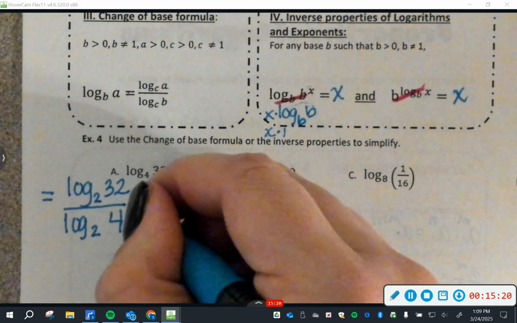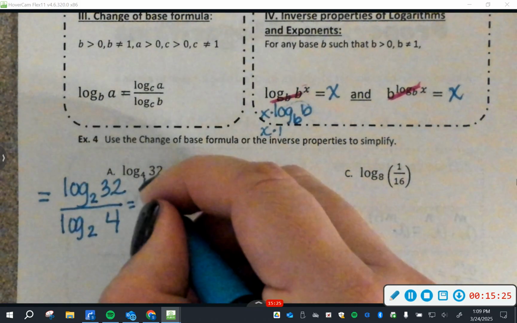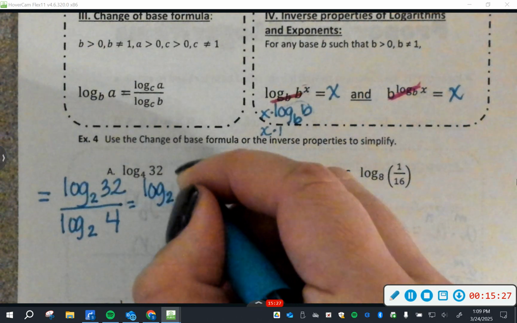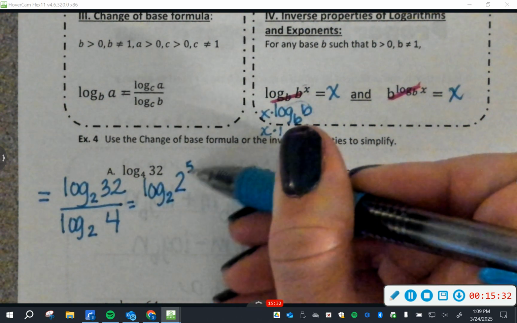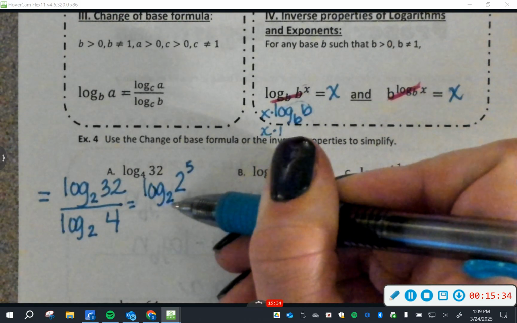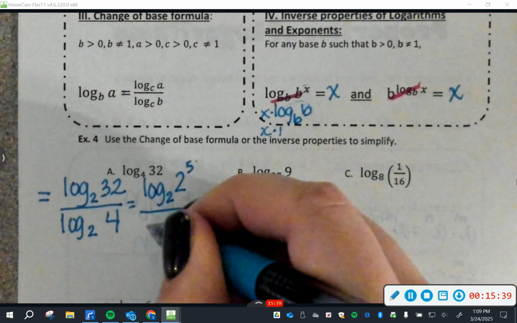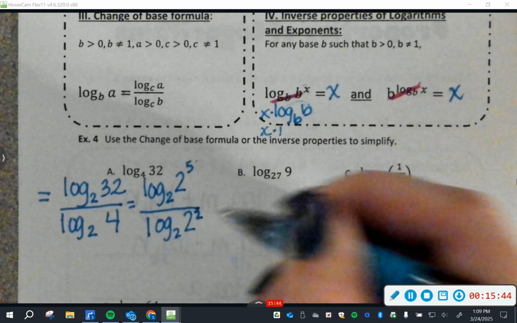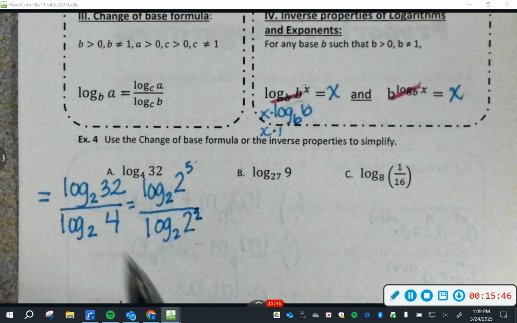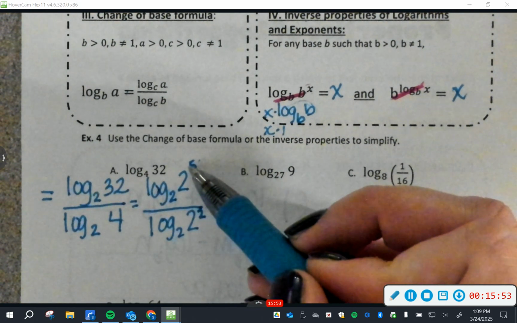Okay, now I want to use this. I'm going to use the inverse property. So 32 is 2 to the 5th power. So I'm going to write log base 2 of 2 to the 5th power. Got to be careful. You've got all kinds of levels here. You've got a subscript, a regular number, and an exponent over log base 2 of 2 to the 2nd power, because that's what 4 is, right? Is everyone okay with where I got these?